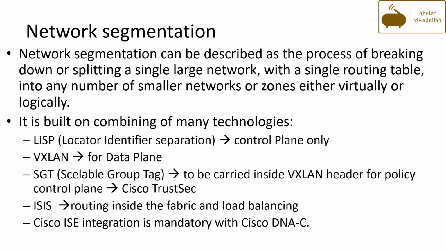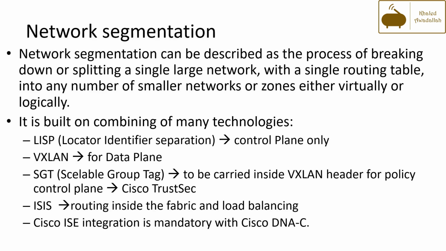It is built on a combination of many technologies. Actually, Cisco uses many technologies combined together to achieve this concept of network segmentation. What are these technologies? Firstly, LISP, or Locator Identifier Separation Protocol. This protocol is used for the control plane only. The VXLAN technology, or VXLAN tunneling, is used for the data plane.